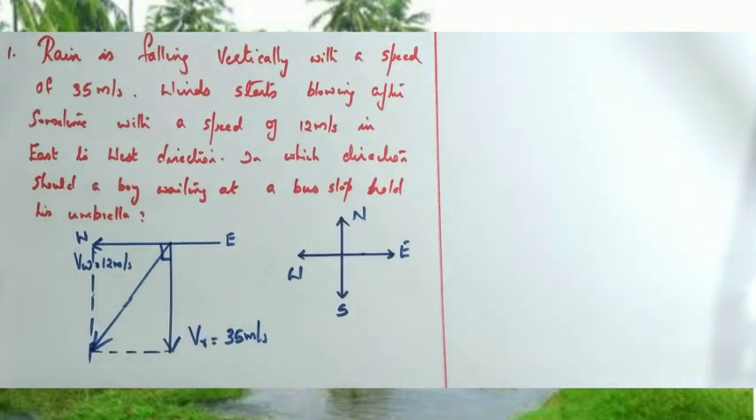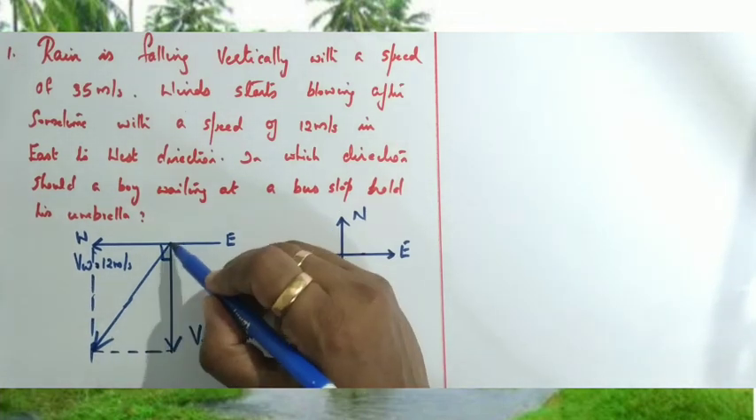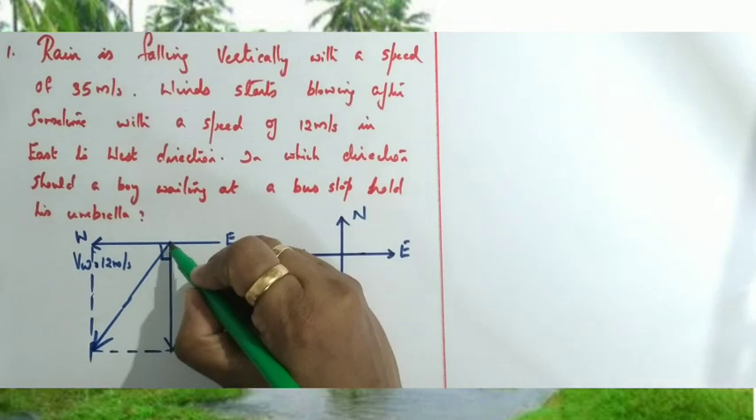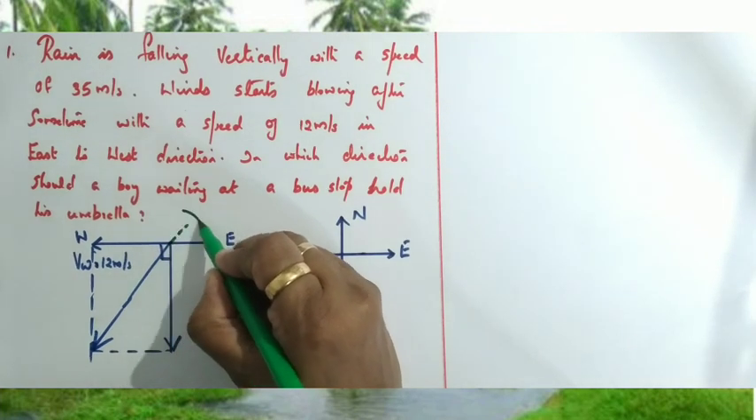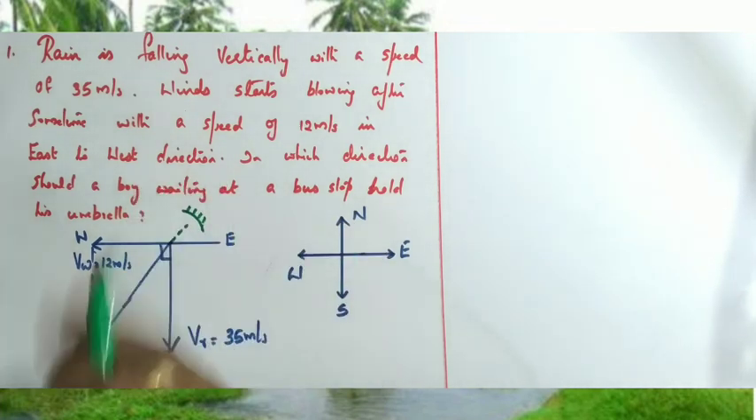So, the person has to hold the umbrella against the direction of the resultant. This is the direction of the resultant, and if the person is standing here, the person has to hold the umbrella opposing the direction of the resultant. That means like this. So, this is the direction in which the person has to hold the umbrella. Clear, children? Here, in which direction should a boy waiting at the bus stop hold his umbrella? That is the question.